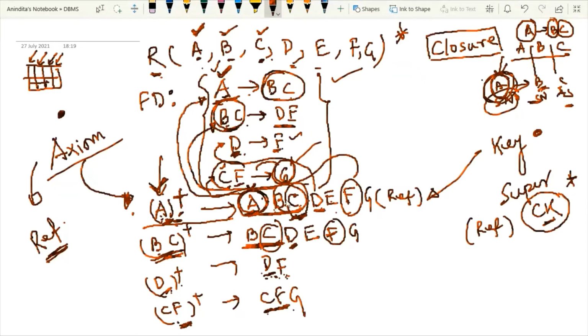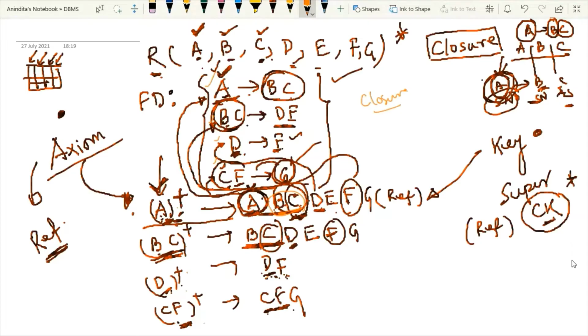The simple trick you have to remember: whenever we find closure, you take only the LHS, that is A plus, BC plus, D plus and CF plus. Then whichever closure you calculate, just apply the reflexive rule. From A we get A, from BC we get BC, from D we get D, and from CF we get CF. Simple. Then whatever components you have, just check whether they appear in the LHS or not. That's it.